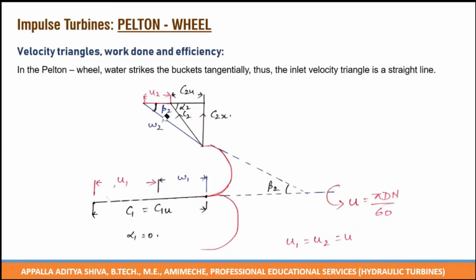As you can see clearly, we have the inlet and exit flow triangles. Now, the last part is alpha and beta. Alpha always represents the flow angle, that is the angle with which the fluid is flowing. Beta always represents the angle with which the blade is inclined, that is the blade angle.